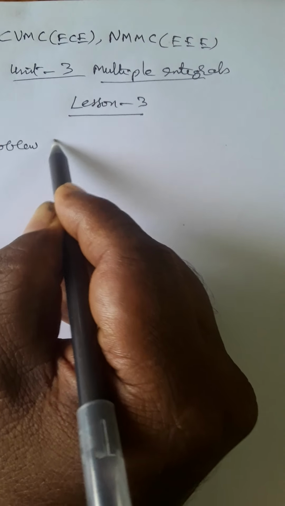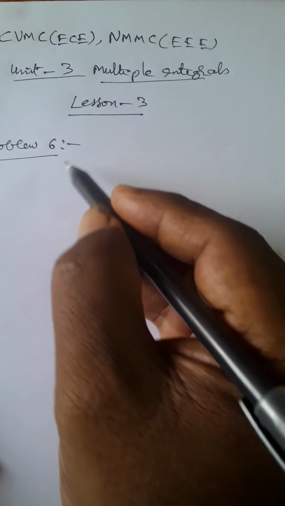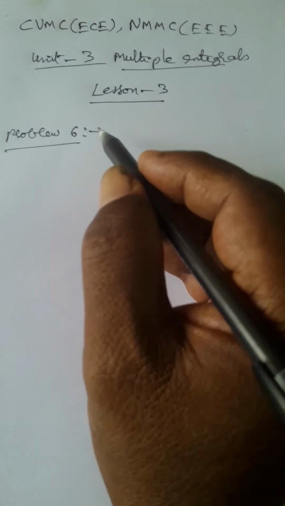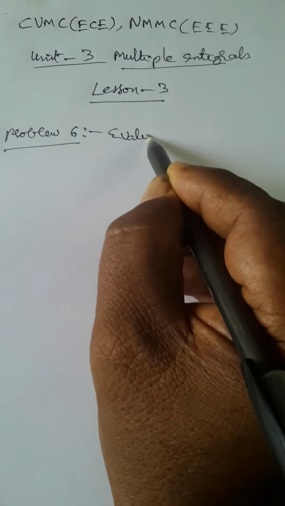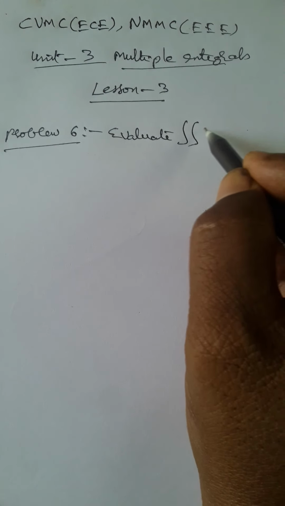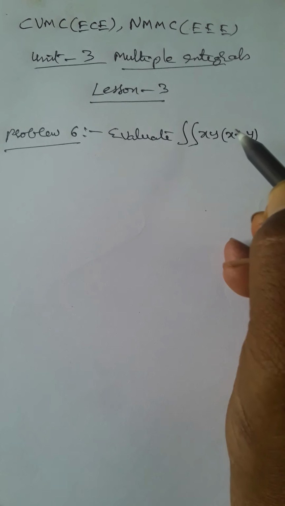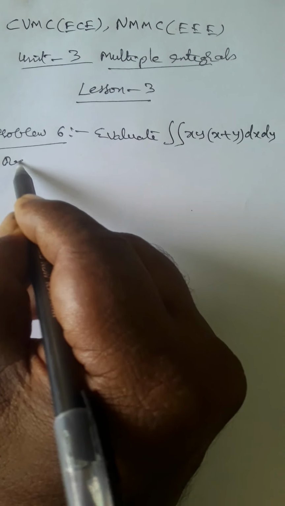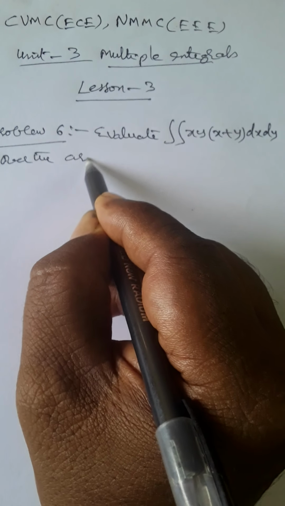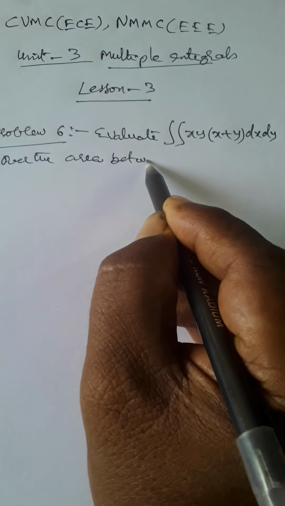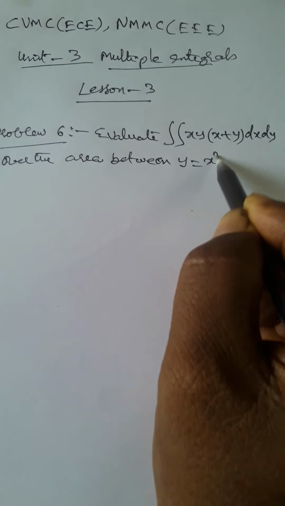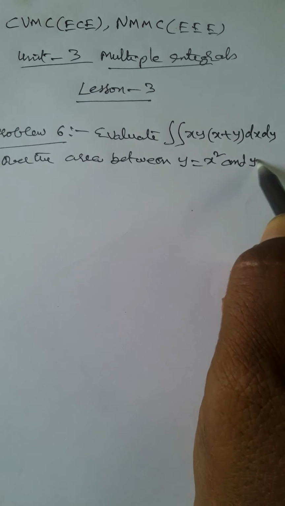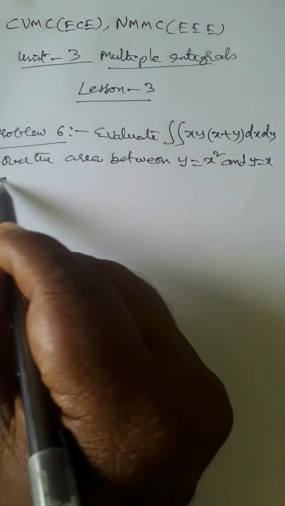Problem 6. Problem 6. Evaluate the double integral of xy into x plus y, dx dy, over the area between y is equal to x square and y is equal to x. Solution.